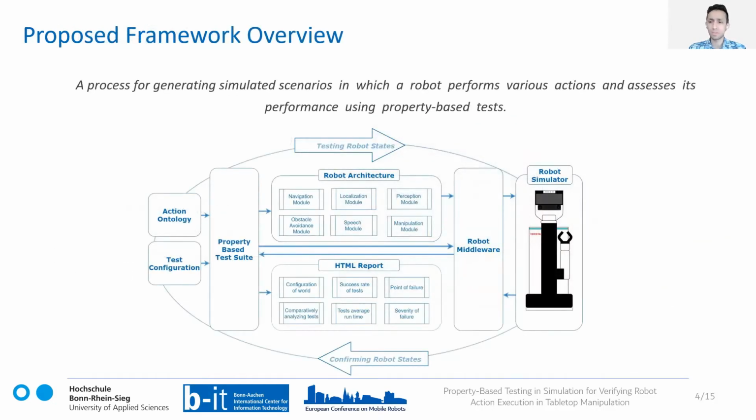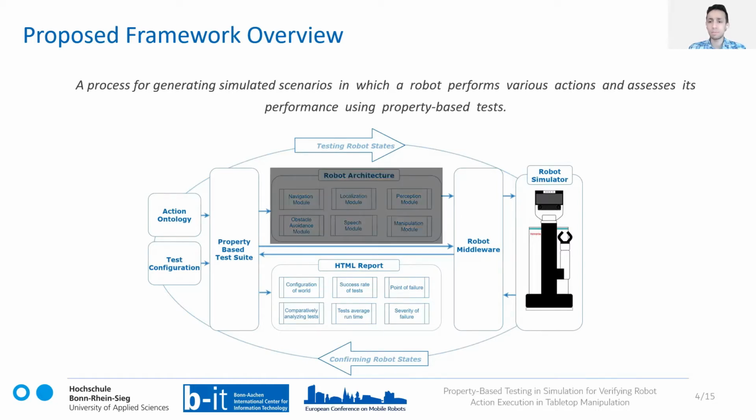Our proposed framework for solving the research questions is by means of property-based testing, in which we generate a set of simulated scenarios in which a robot performs a task and assesses its actions by using predefined property-based tests. The presented figure illustrates the working of our proposed framework. The cycle starts from a test configuration, in which scenarios are defined and generated, which are then fed into a property-based test suite. The property-based test suite then utilizes both an action ontology and a test configuration to set up a variety of tests which it verifies via the robot architecture and robot middleware. This cycle may be repeated indefinitely. At the end of the cycle, a report is generated that has the result for all the tests.